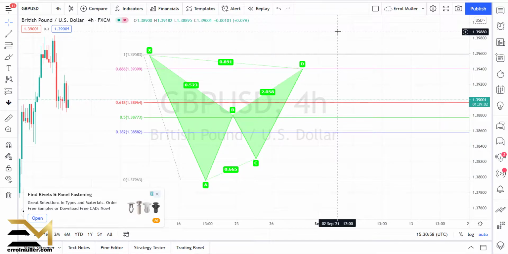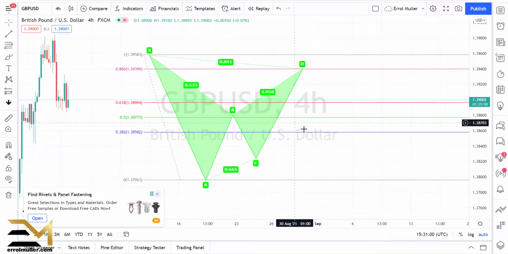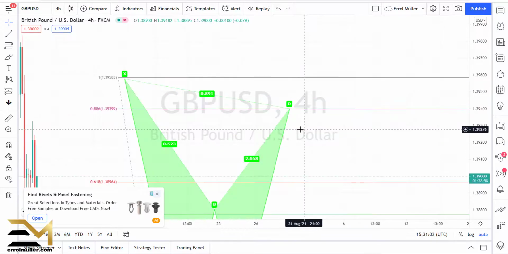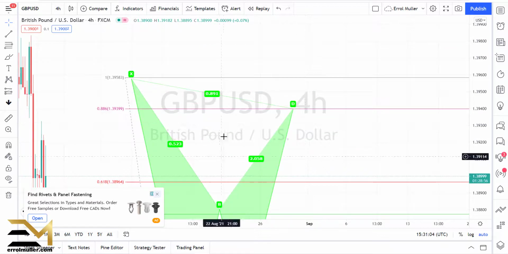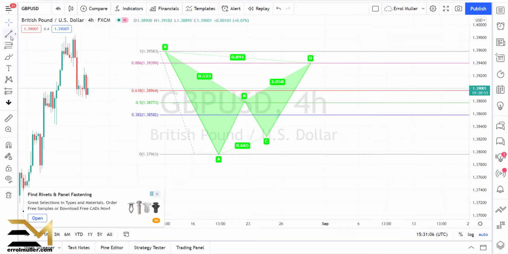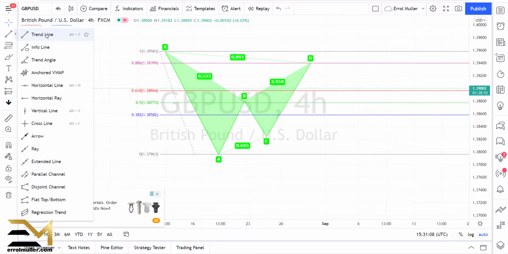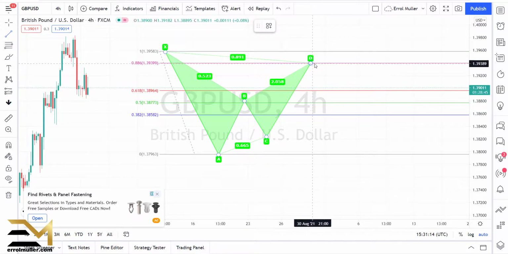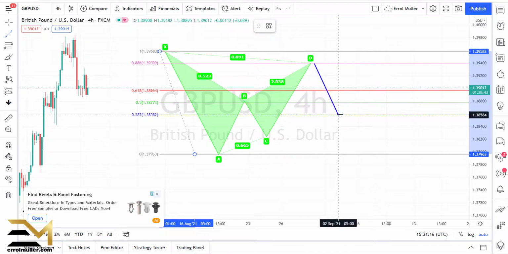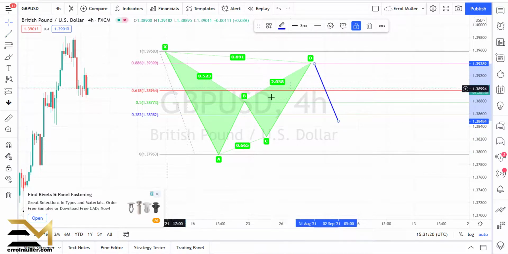Now, why am I sharing this with you specifically? There are numerous ways for you to enter a trade. You can use a pattern like this to enter a bearish trade. Let's go with the trend line. I just want to see if it's going to make a difference. So yes, if you want to enter a trade, then you would use a bearish Gartley pattern or a bearish bat pattern like this. You would enter at the D leg, which is at the 886% retracement.